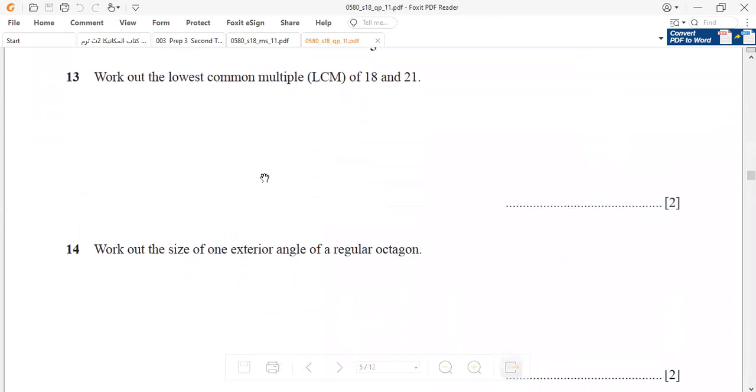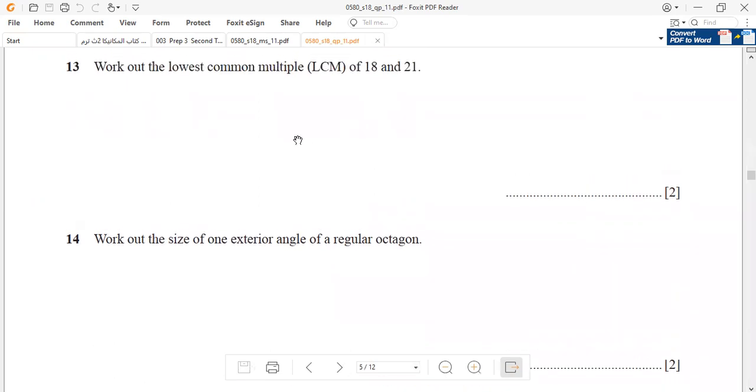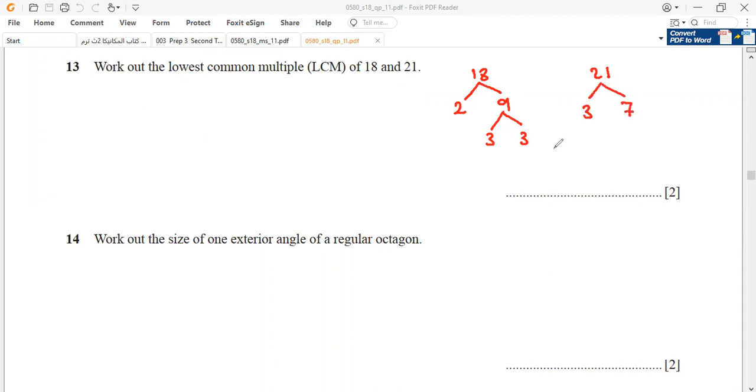Number 13, work out the lowest common multiple of 18 and 21, with 2 marks. We can list the multiples of the two numbers, but it's a little difficult, and we can write a wrong number. It's better to find the LCM by using the factors. Here, 18, we can factorize it: 2 multiply 9, and 9 will be 3 multiply 3. 21 is 3 multiply 7.